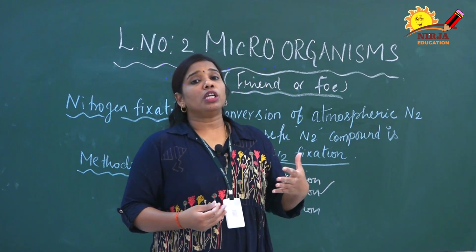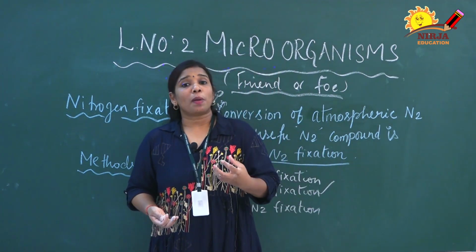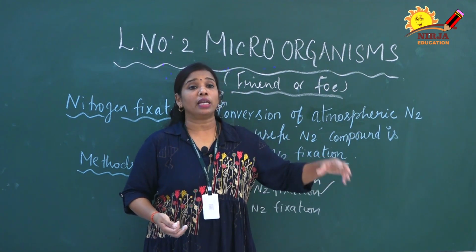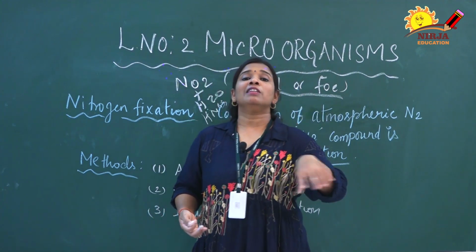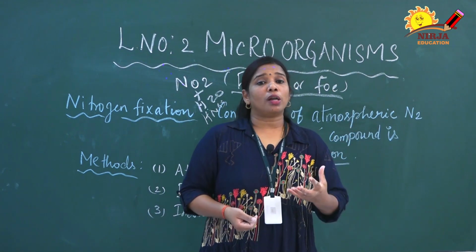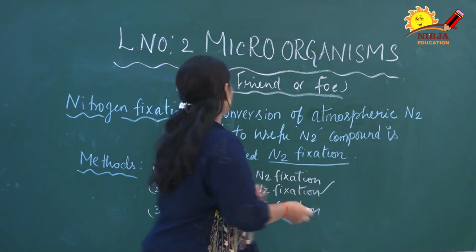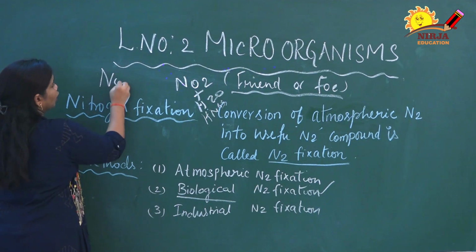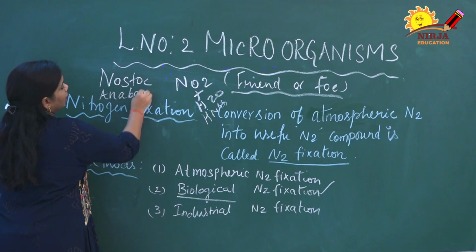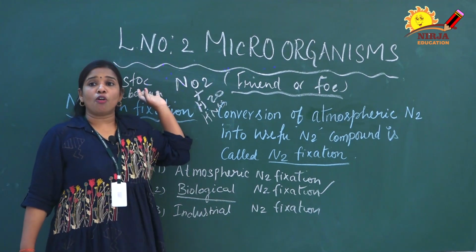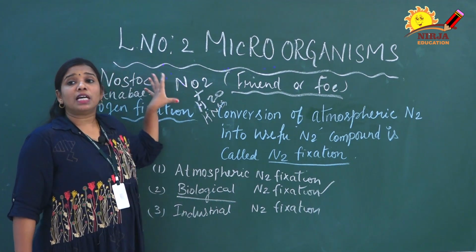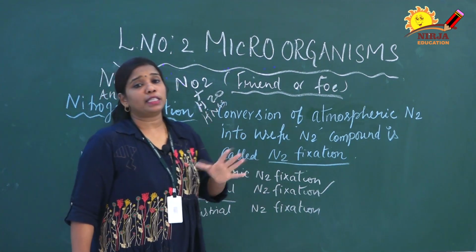Blue green algae and Rhizobium we know, but Azotobacter and Clostridium are both free living bacteria. They are present in the soil and at the same time help to fix nitrogen in the soil. First we should know the blue green algae. Examples of blue green algae are Anabaena and Nostoc. These two help to fix atmospheric nitrogen into nitrates in the soil.